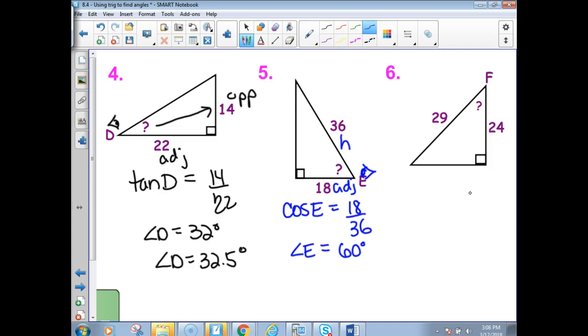All right, and this would be a cosine as well. Cosine of angle F is 24 over 29. So let's get this one over with. What's angle F? Okay, 34 degrees to the nearest whole degree.